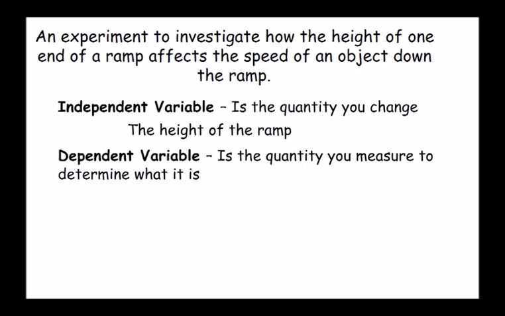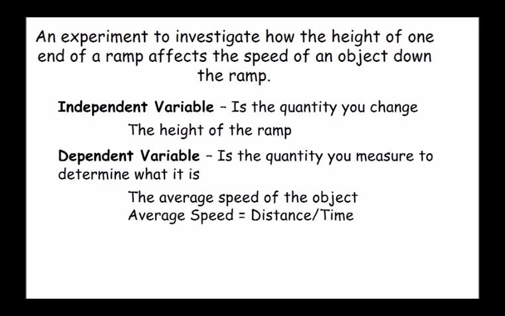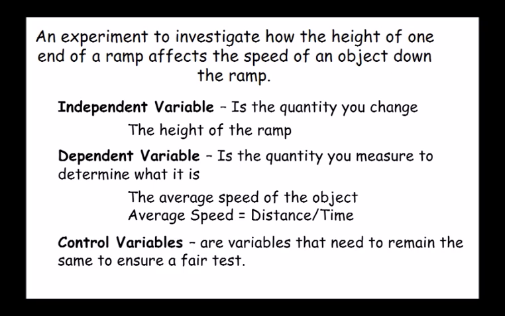What we then want to see is what that is going to have an effect on. In this case, we will need to measure this to determine what that quantity is, and we want to see what will be the average speed of the object down that ramp. Now, that leads us on to think, well, we can't measure average speed directly, so we're actually going to have to measure two quantities to calculate this. We're going to have to measure both the distance that the object travels down the ramp and the time that that takes.